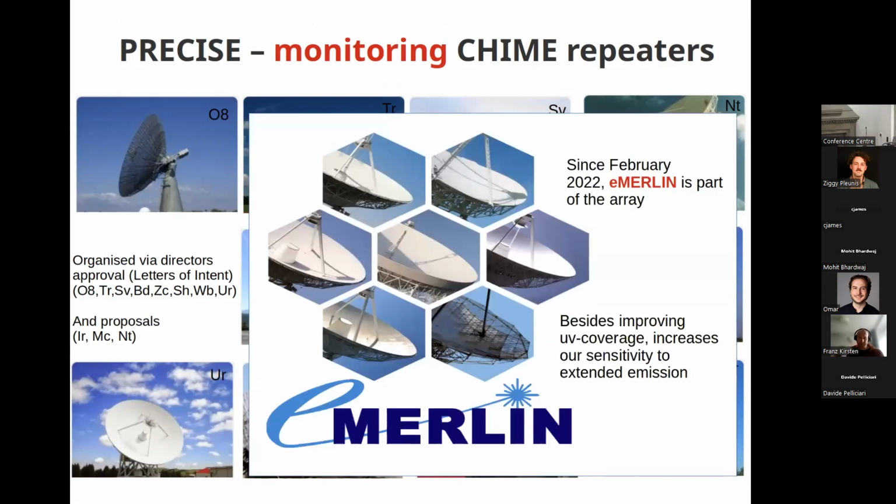So this has evolved. Since February 2022, we also have eMerlin as part of our array. That doesn't just improve the UV coverage, so improving our point spread function, but of course it also increases our sensitivity to extended emission. So we can, to some degree, say if there is a persistent radio source associated with an FRB, okay, it is extended on those scales or it's not. Which is, of course, extremely nice to then look for star formation or similar.